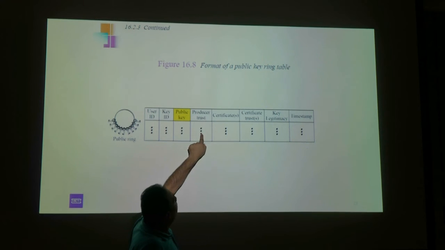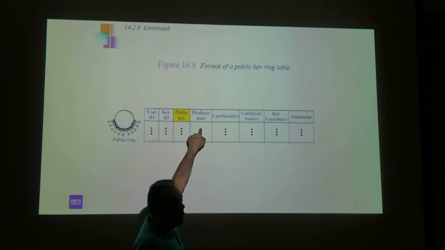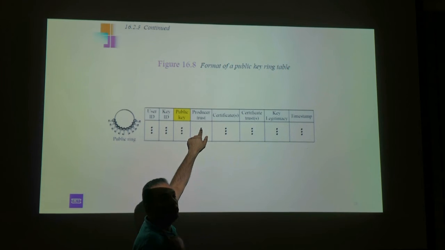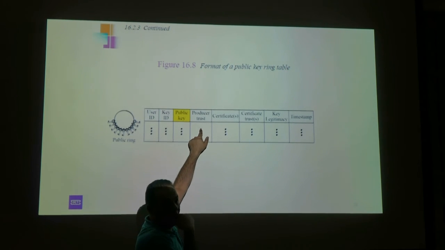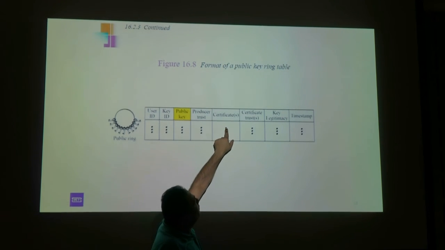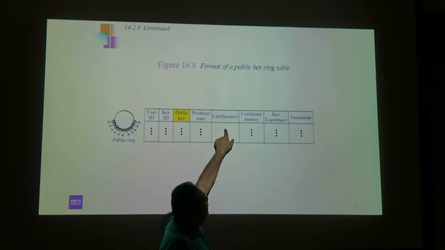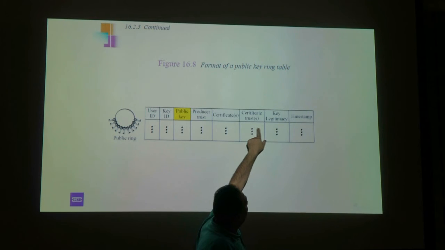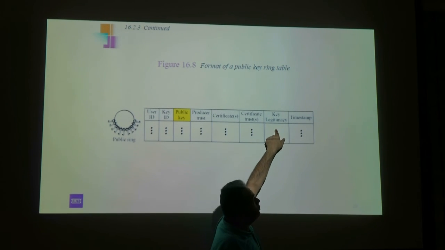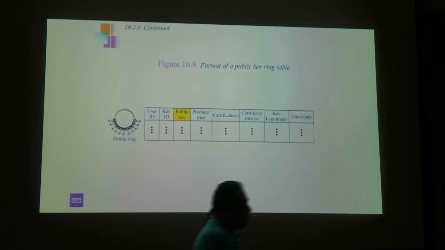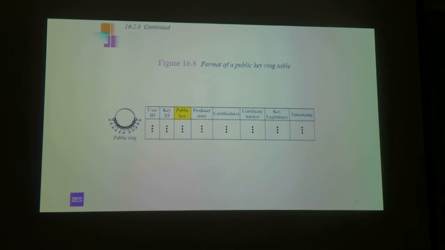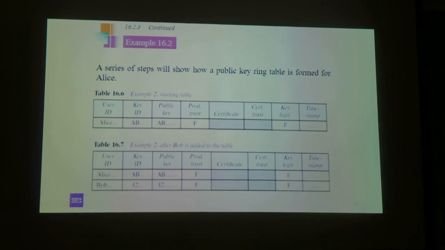Then we have the owner trust. Who gave me the trust? Who produced this trust for him? It could be another person, or it could be by code. We'll see an example. And then here, the certificates. The certificate trust. And that's the most important: is the key legitimate or not? I have a key in here. Is it legitimate or not? And the timestamp. Okay? So take a look in here. Just go through this quickly.